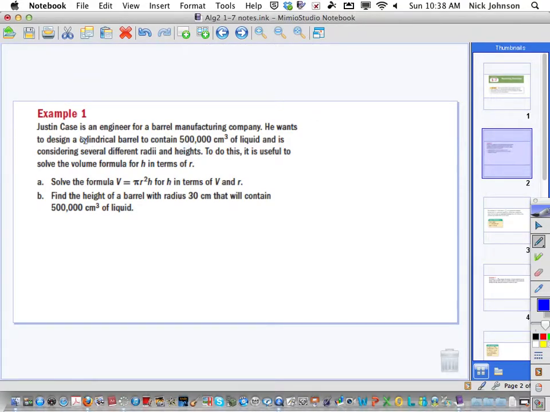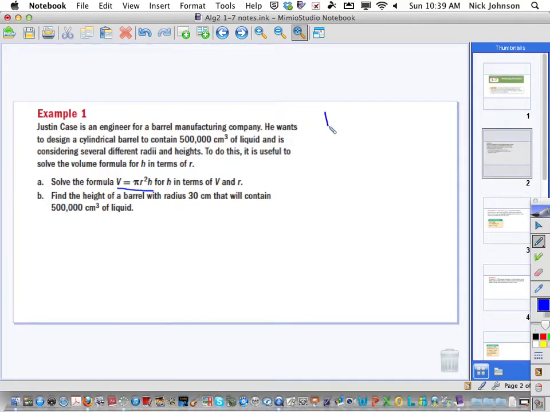Example 1 says, Justin Case is an engineer for a barrel manufacturing company. He wants to design a cylindrical barrel to contain 500,000 cubic centimeters of liquid and is considering several different radii and heights. To do this, it is useful to solve the volume formula for H in terms of R. So here's the formula, V equals pi r squared H, for H in terms of V and R. So what we want to do is solve for H. That means you get H by itself, and then it will be in terms of V and R.